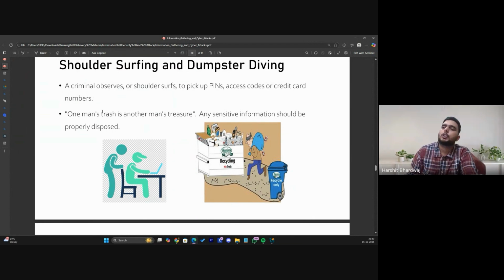And then what exactly is shoulder surfing? Shoulder surfing is when a criminal observes or shoulder surfs to pick up PINs, access codes, or credit card numbers. For example, over here you can see somebody is sitting doing his work, and someone is standing behind and checking whatever PIN you are putting. For example, you are in the ATM room, trying to withdraw some money, and somebody is trying to look at your PIN, what exactly you're typing over there. This is what shoulder surfing is about.